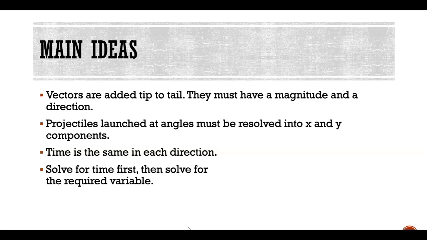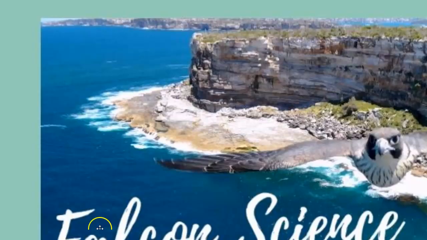Projectiles launched at angles have to be resolved into x and y components. Time is the same in each direction. So you're going to use that same problem solving strategy we did last time with the horizontal projectiles. You solve for time first, and then you'll solve for whatever the required variable is. So that's how projectile problems work when the projectile is fired at an angle. And that's going to be the end of this section.